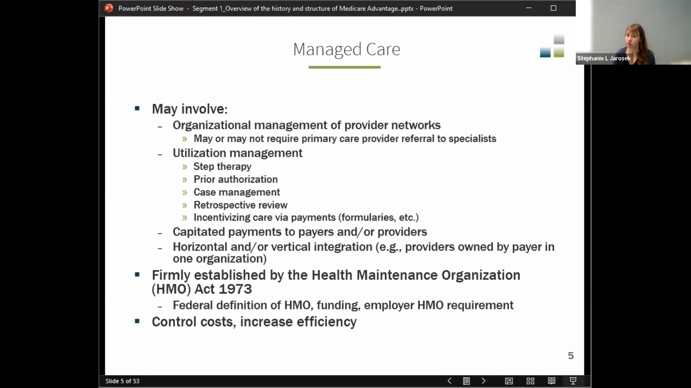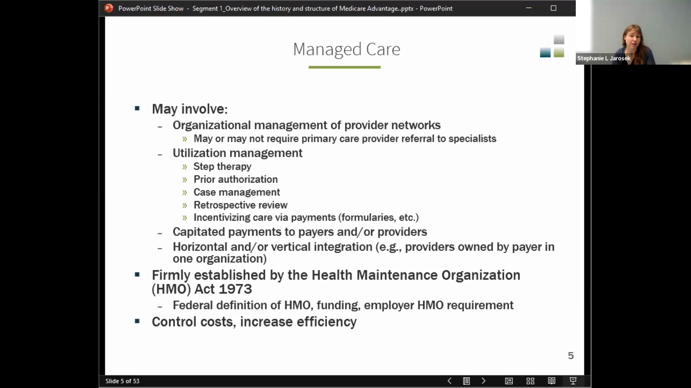So maybe designing formularies that will incentivize use of generics, for example, generic drugs. And then they may also involve capitated payments to providers. So they may say, I'm going to pay this provider X amount of dollars to take care of this patient. It's their responsibility to do the care within that payment. They're kind of taking on the risk there.